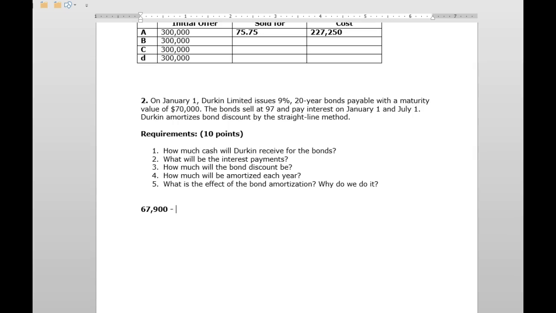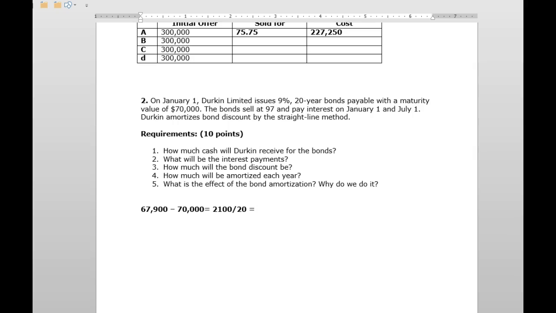You received 67,900, and so that gives you a discount of $2,100, right? And then you're going to divide that by how many years? 20 years. And that is going to give you the discount rate for 1 year, or the amortization rate for 1 year. And then you would actually divide that again by 2 to get each payment, because you're doing 6 months.